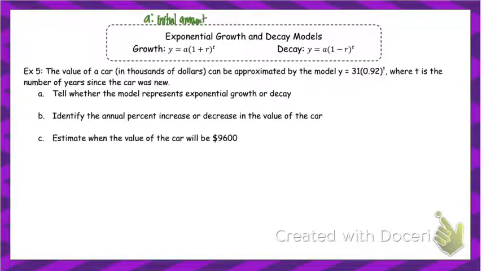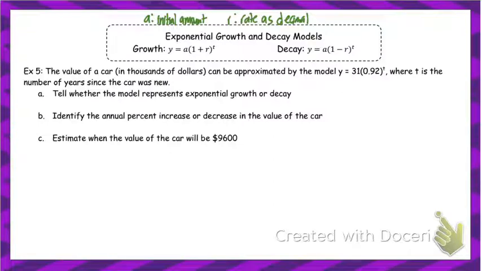And R is your rate. And we want our rate to be as a decimal. So if it's 7%, we're using 0.07. T is time, and whatever unit you keep time in, it needs to be consistent for your problem. So let's look at this first equation.